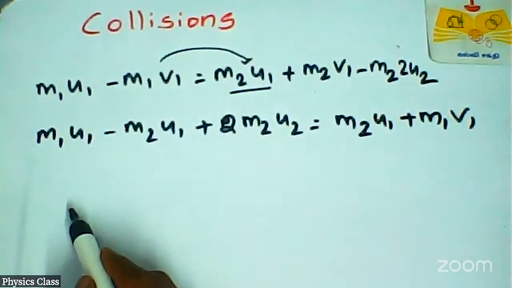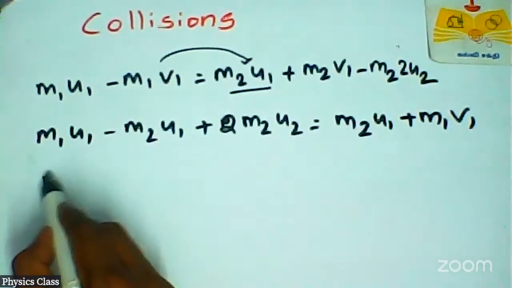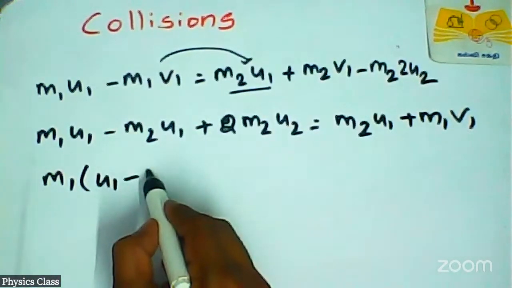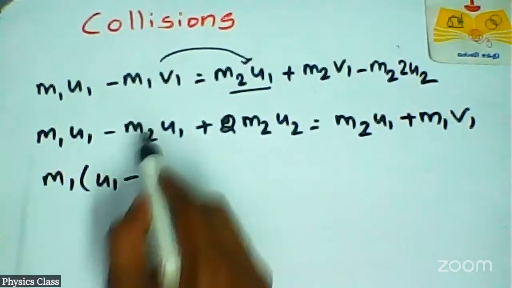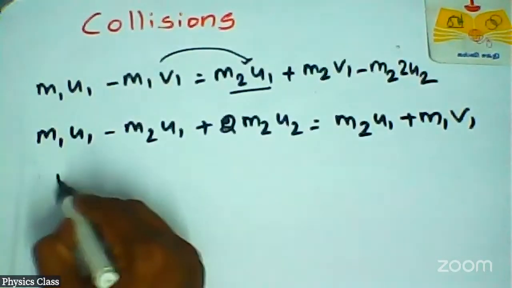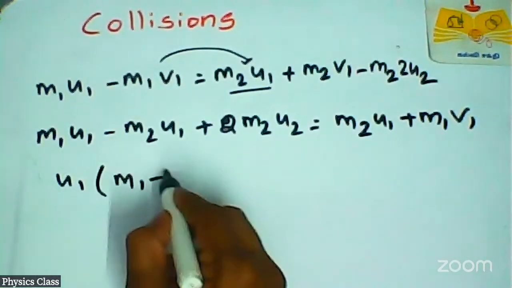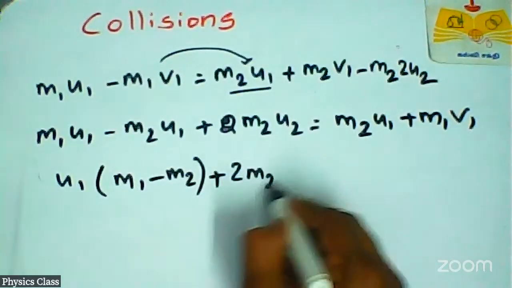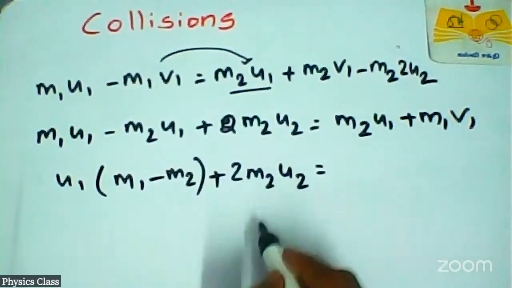Okay, we can take m1 as common. So m1 u1 minus m2 u1. We can take u1 as common: u1 times m1 minus m2, plus 2 into m2 into u2.